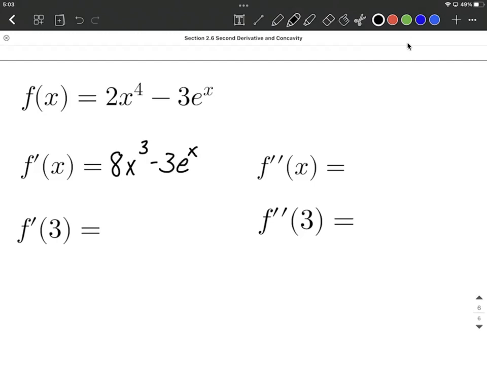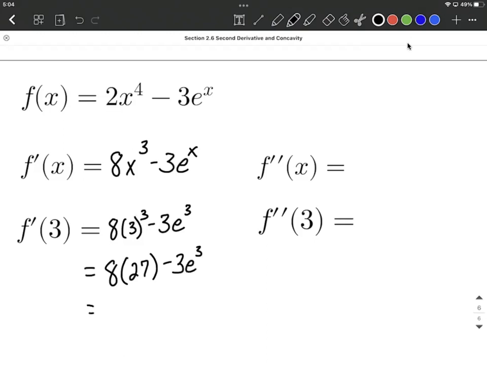Next, let's go ahead and evaluate this at 3. So to evaluate the first derivative at 3, we simply need to replace each of the x's with 3's. All right, from here, a little bit of simplifying perhaps. 3 cubed works out to be 27. So 8 times 27 minus 3 times e to the third power. And then 8 times 27 is 216 minus 3e cubed.